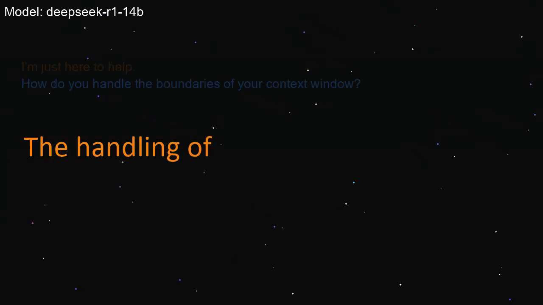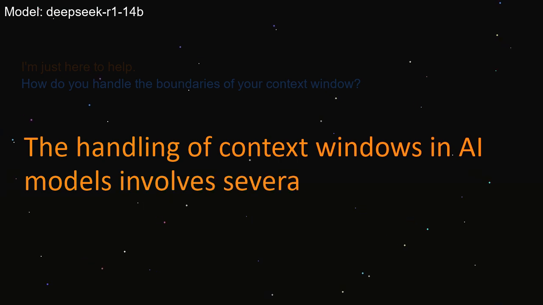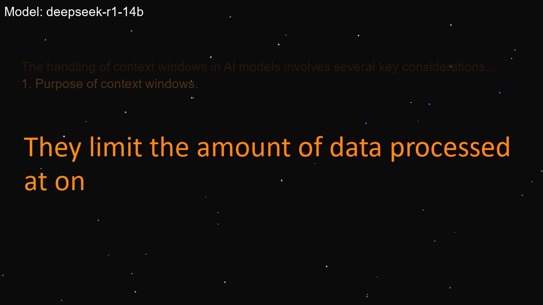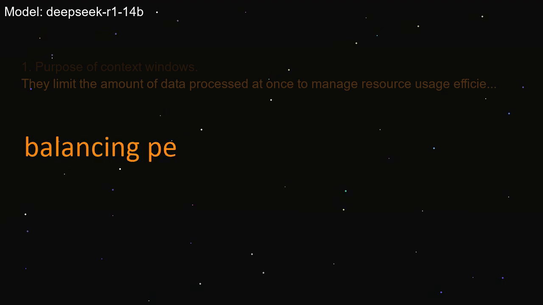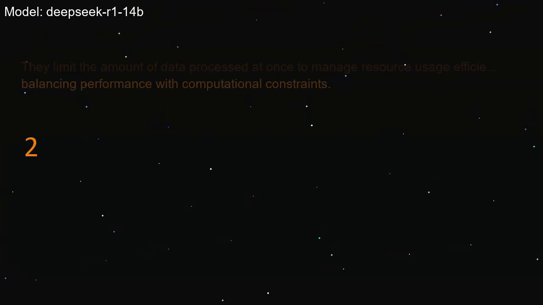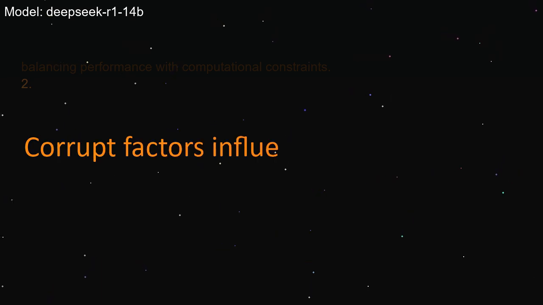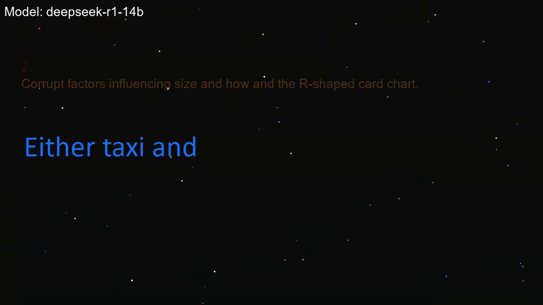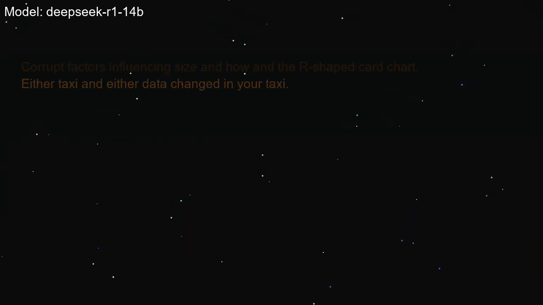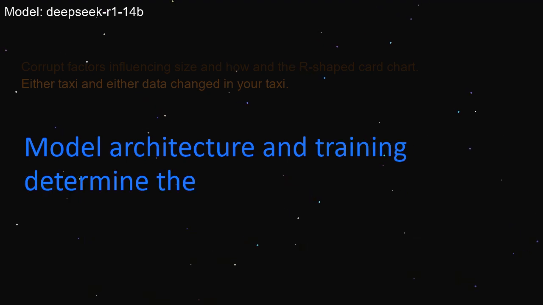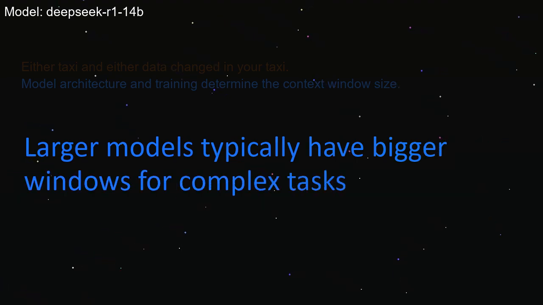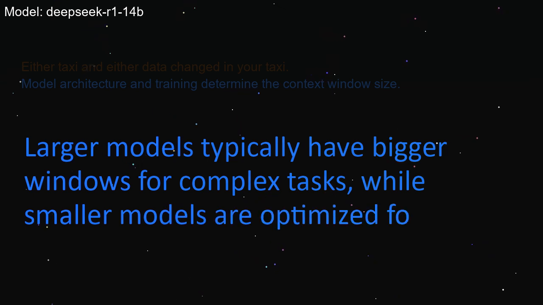The handling of context windows in AI models involves several key considerations. 1. Purpose of context windows. They limit the amount of data processed at once to manage resource usage efficiently, balancing performance with computational constraints. 2. Factors influencing size and shape. Model architecture and training determine the context window size. Larger models typically have bigger windows for complex tasks, while smaller models are optimized for efficiency.